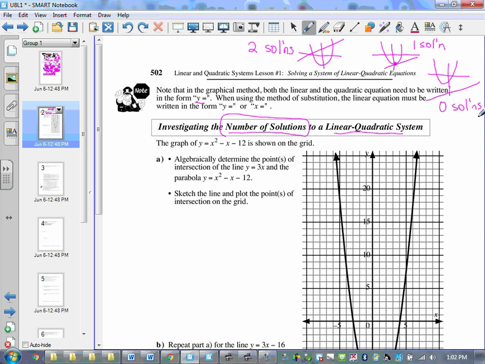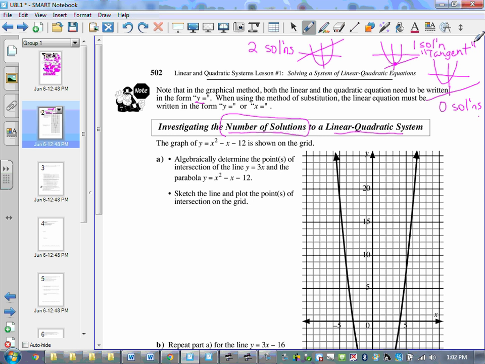So graphically, it's really easy to see which case we have. Algebraically, our work is a little bit harder. Does that make sense so far? So should we do all of this? Maybe we'll skip a little bit. I'm going to tell you when we have one solution, it's a special math word called a tangent. And a tangent is when a line just touches a curve in one point.